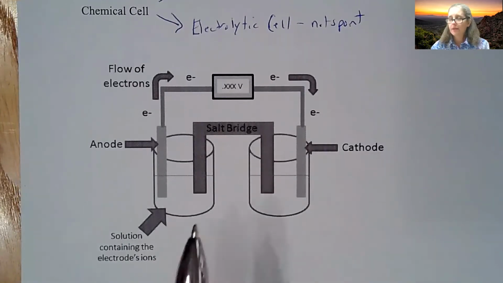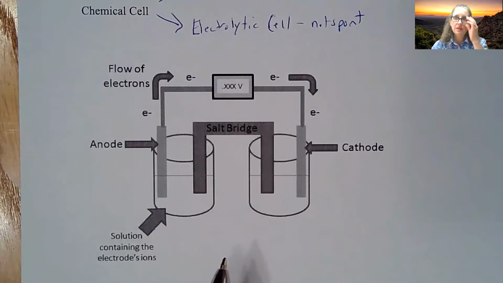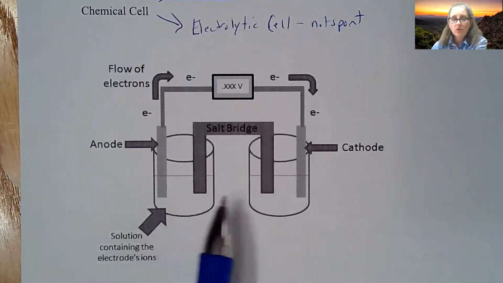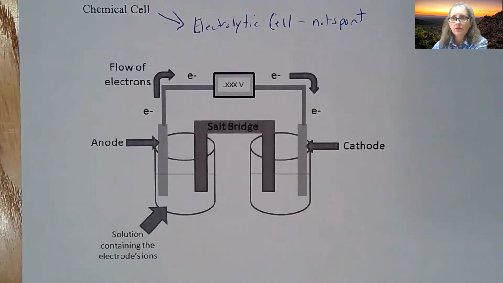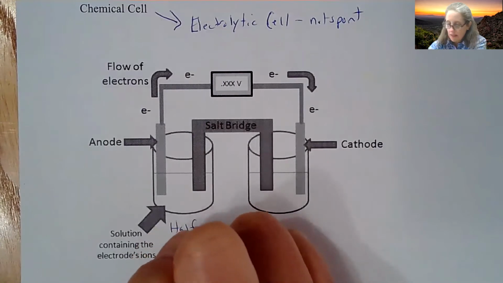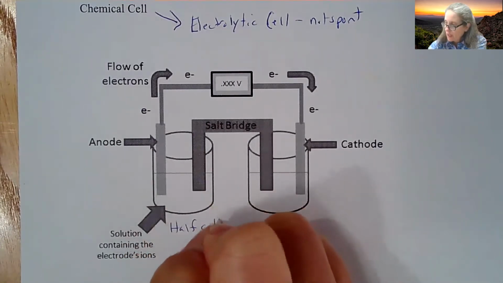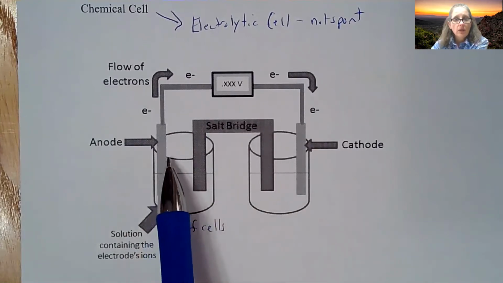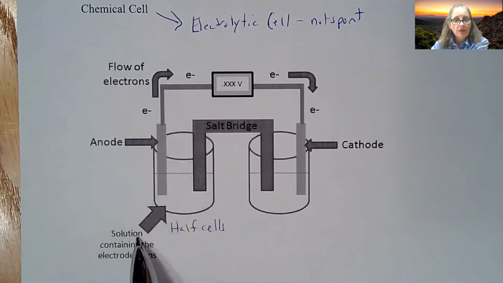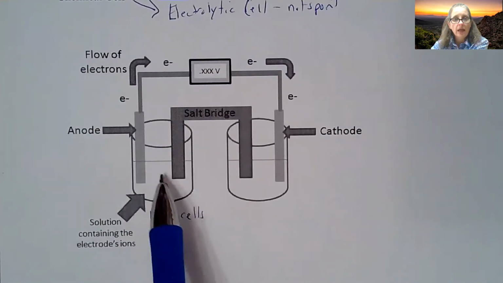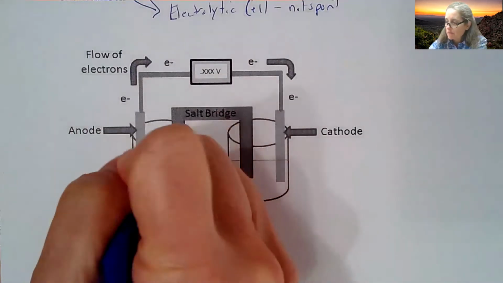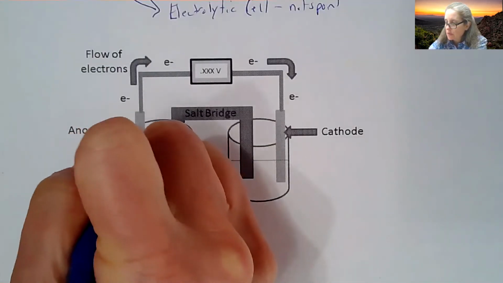What you will typically see in a chemical cell, and this is more of a galvanic cell, is two containers. Each one of these containers could be a well or a beaker. These are what we call our half cells. In each one of these half cells, you're going to have a different reaction. In this container, you have an aqueous ionic solution, and then a piece of metal that is in the solution.